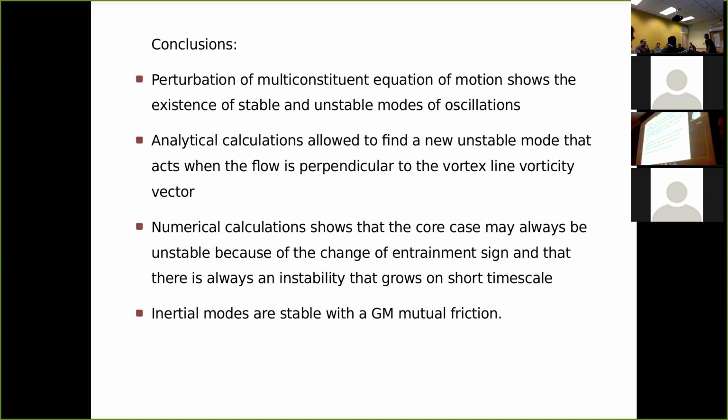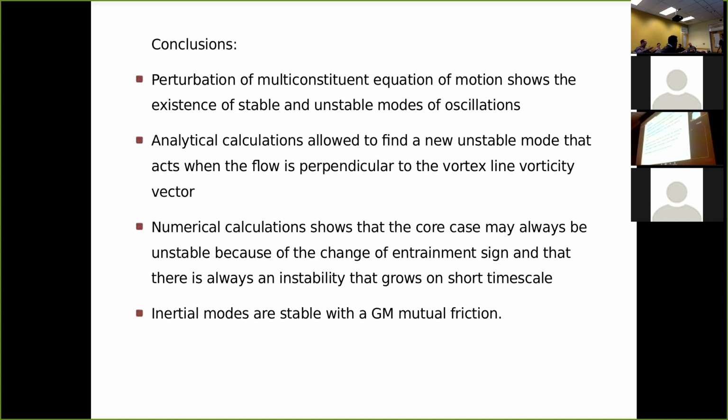Unless anybody actually has a question to ask. Yes, I have a question. Hopefully it's a quick one. So in this mechanism, what's the role of entrainment? How does it modify the picture?